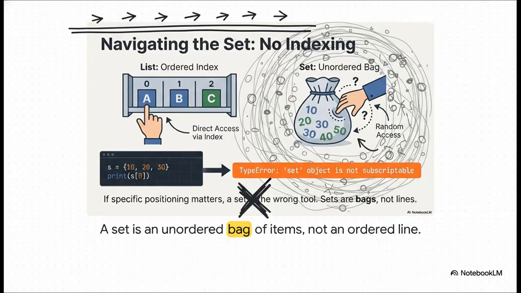This is exactly why trying to access an item by its position, like my_set[0], is going to give you an error. A list is like a neat row of mailboxes, right? Each one has a number. But a set is more like a bag of items. You can reach in and pull things out, but it makes no sense to ask for the first item in the bag. There is no first.